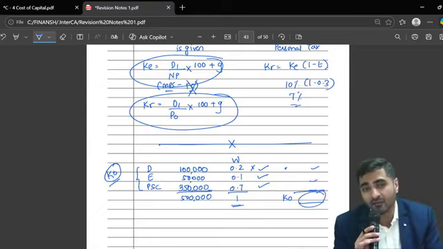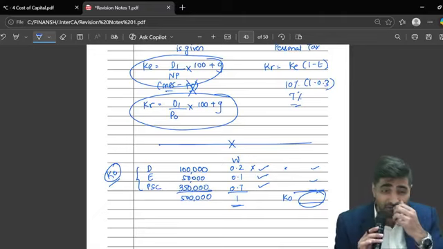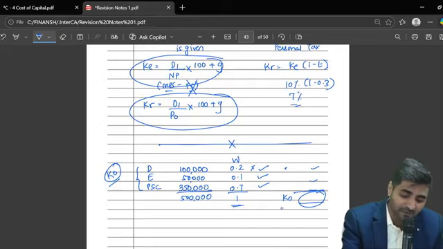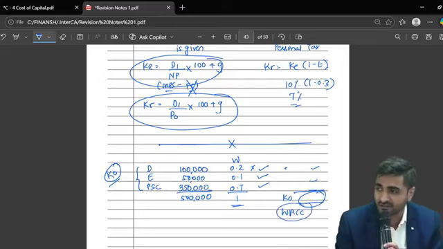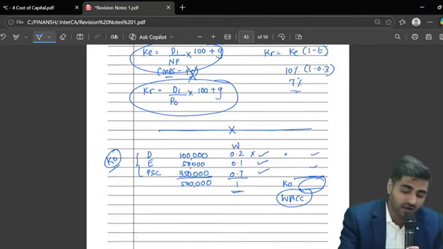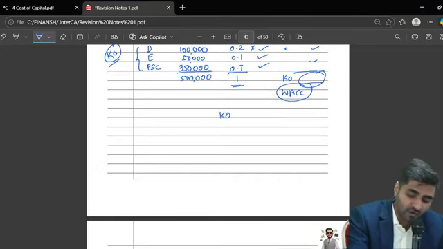So what will be your KO? We take whatever is your KD, KE, KP and substitute that. We have the weights. So ultimately, we get your weighted average cost of capital. This is nothing but the weighted average cost of capital, that is your KO. Now this weighted average cost of capital can be calculated in 3 ways.